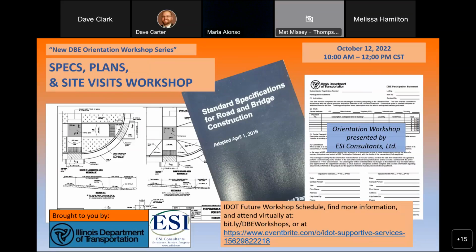Okay. As mentioned, this is a newbie DBE orientation workshop, part of that series that we're doing here in October. I'm not going to go into a tremendous amount of detail on some of this. There will be follow-up workshops throughout the year that will go into a lot more detail. But the idea here is to give you a taste of where to find some of these things, some of the things that are important to you in terms of the specifications, the plans, and doing a site visit. Down in the lower right-hand corner here, you'll see there's a link to Eventbrite, and that is where you go for all the workshops.